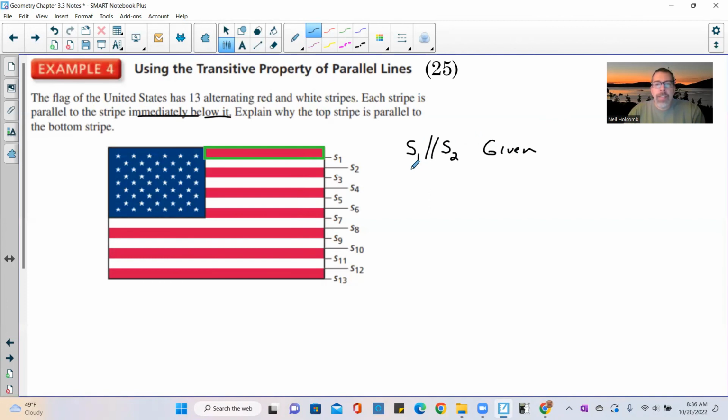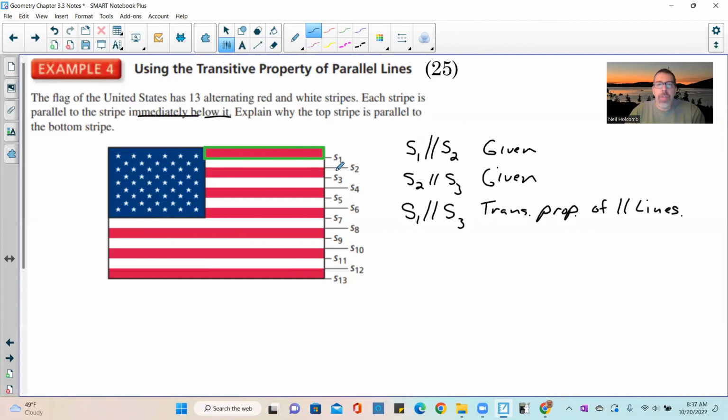And then I could say S2 is parallel to S3. That is also given. Agreed? Because 3 is immediately below 2. Now I can say, if you look here, I have S2 parallel to S1 and S2 parallel to S3. I could now say S1 is parallel to S3, and that is the transitive property of parallel lines.